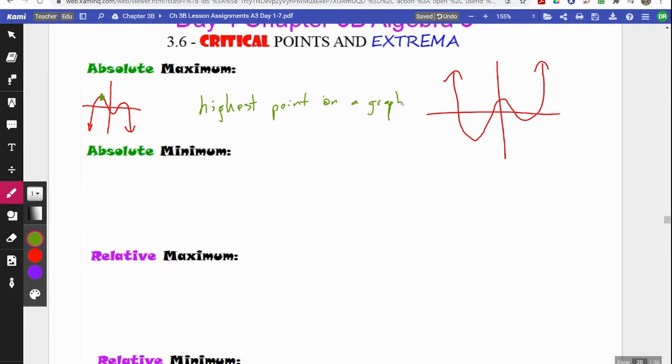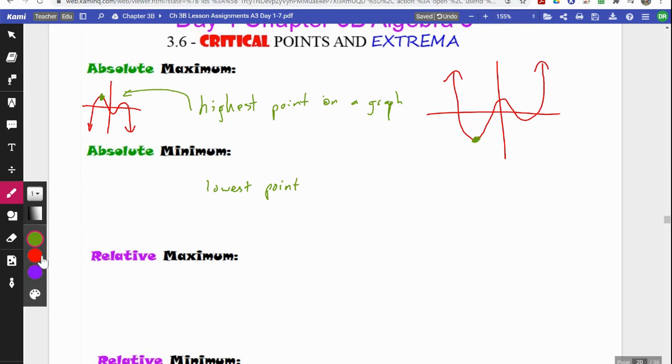And then an absolute minimum would be the lowest point in a graph. So that would be that guy. You can see that there's another minimum over here, but it's not the lowest. Lowest point on a graph.